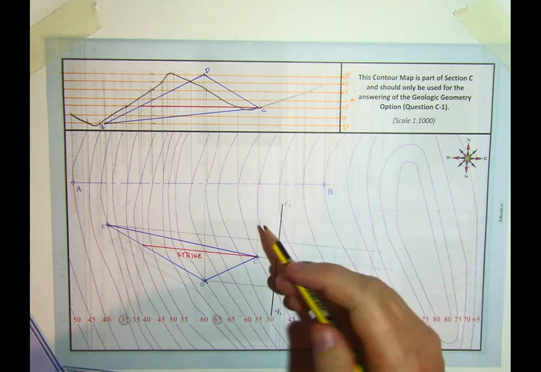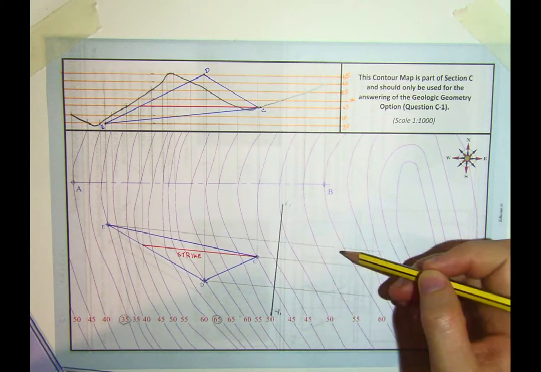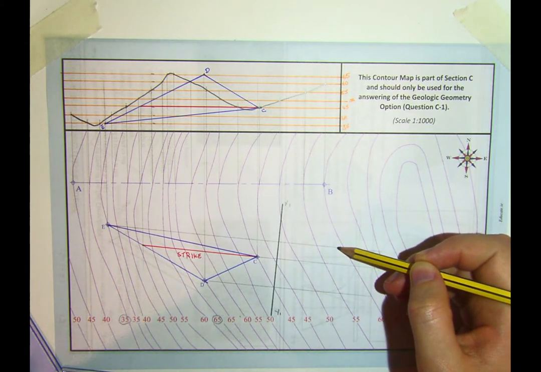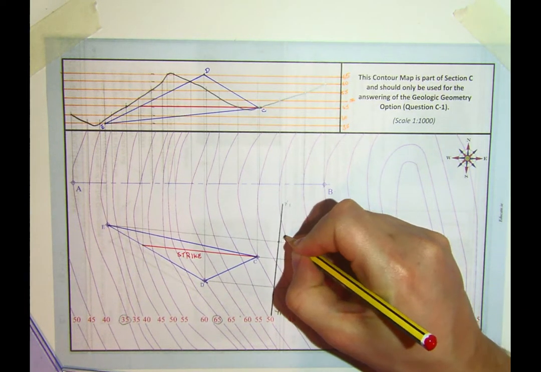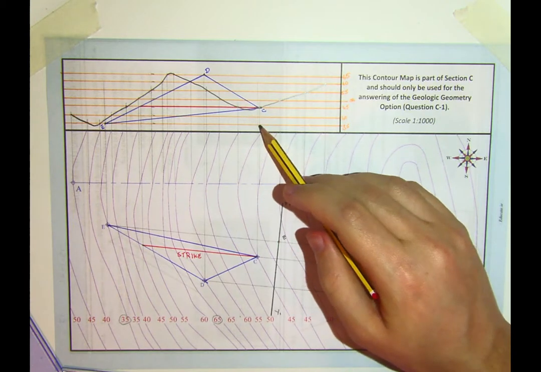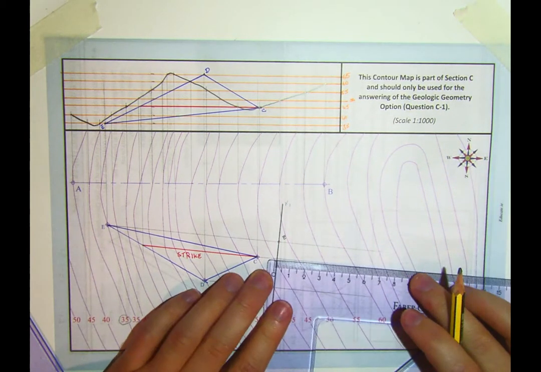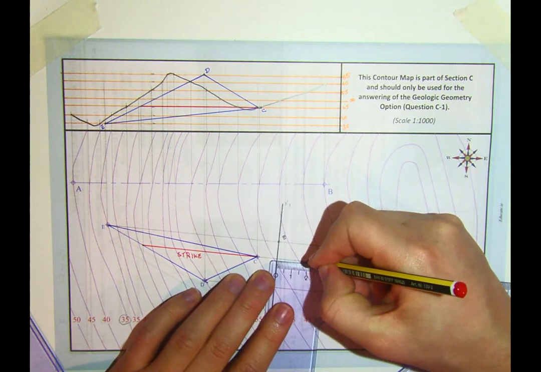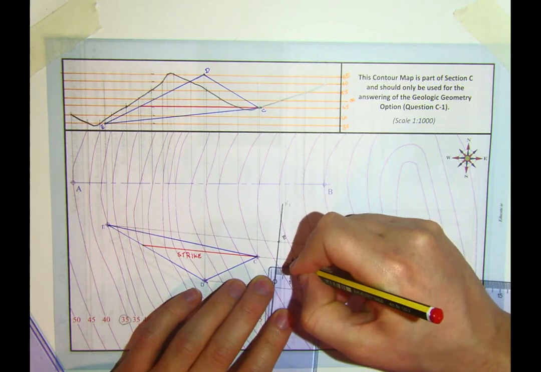Now point E is the lowest point. It has an altitude of 35. So that doesn't mean that I need to measure up here at 35. What I can do instead to make this a bit easier, I'm going to put point E down on the ground. Point C is the next one up. That's 10 meters higher than that. So I'm going to measure up 10 meters above that. That's this point. That's point C.